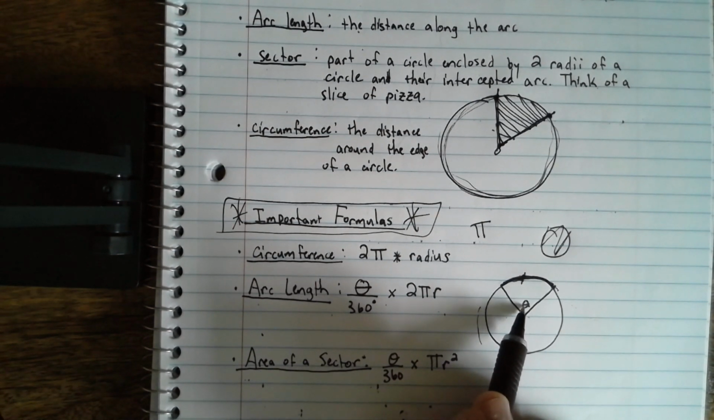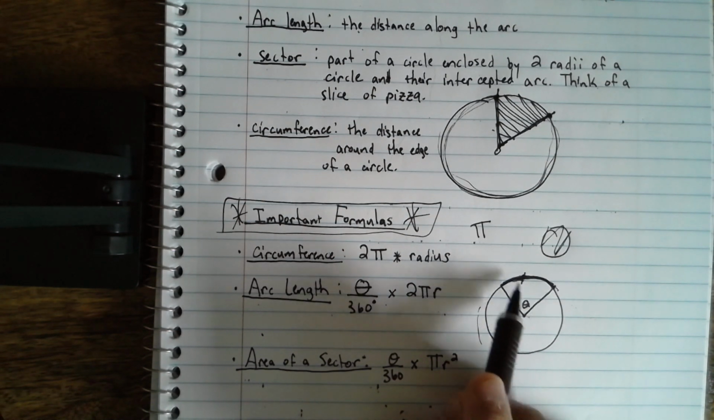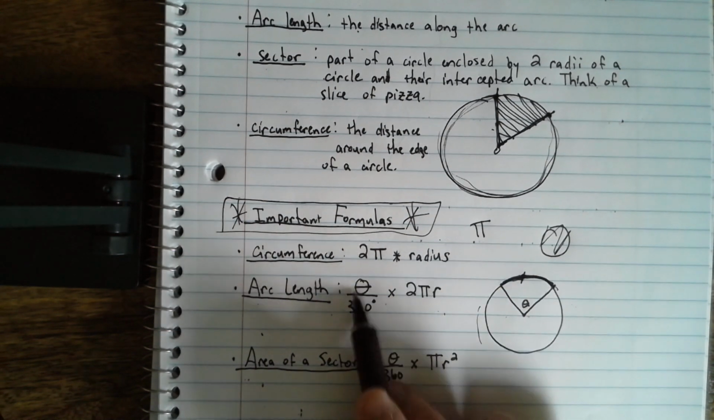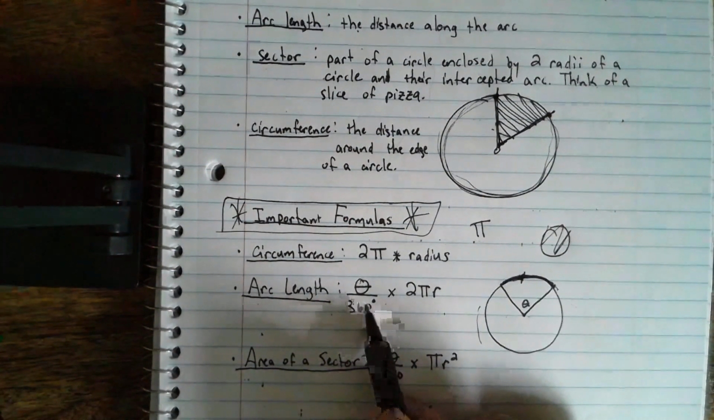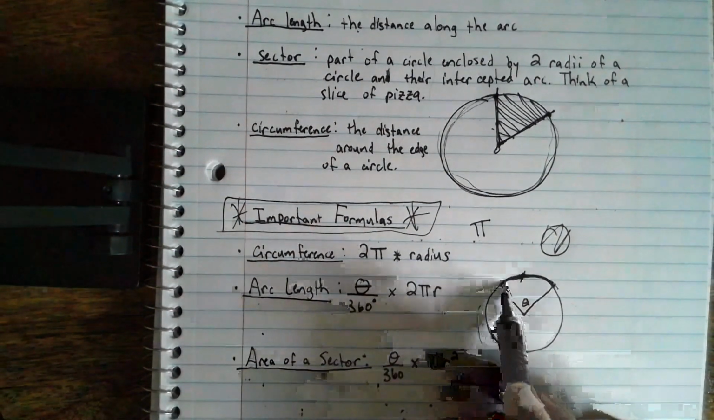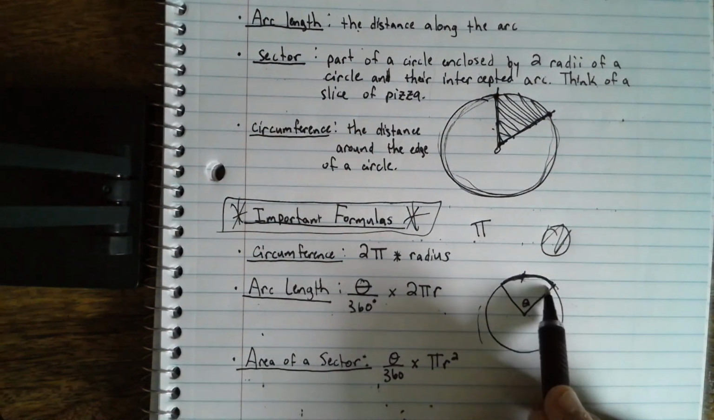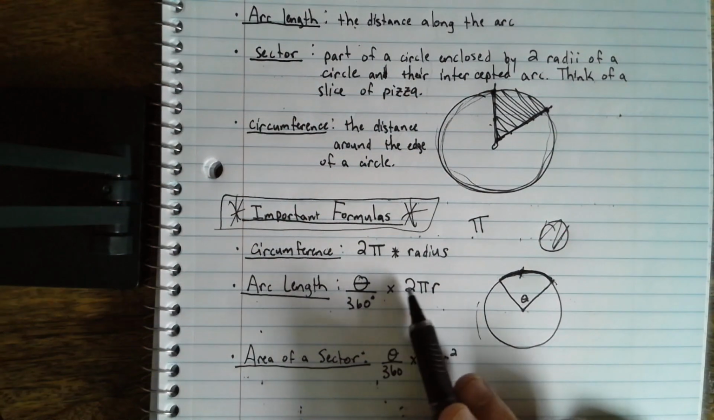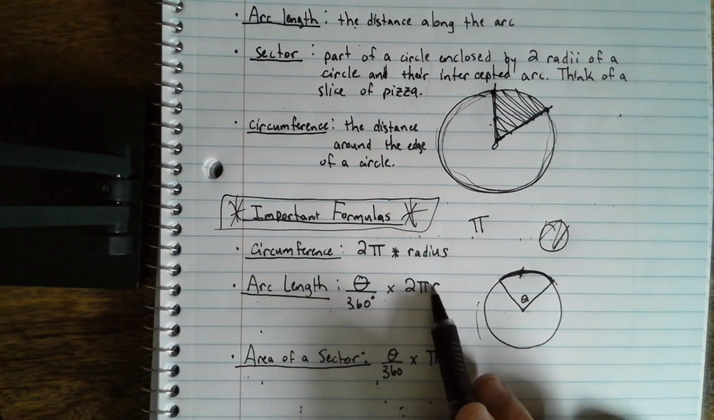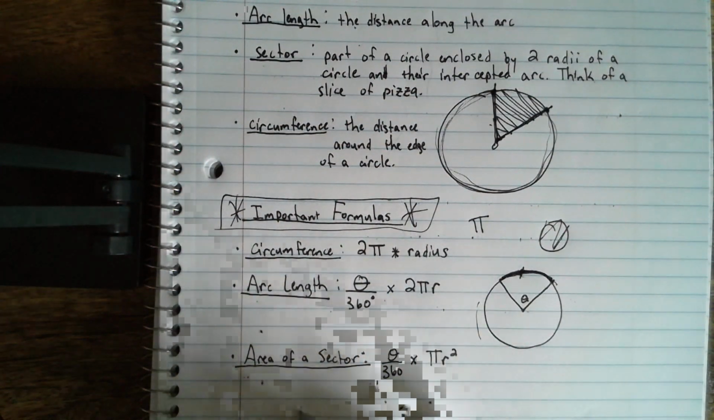So if my central angle here were 45 degrees, what would this arc length be? Well, it would be 45 degrees over the total of a circle, 360, because I'm just accounting for this little portion of it. So if this was 40 degrees, it would be 40 over 360, and then times my circumference, 2 pi r. We'll do some examples with these.